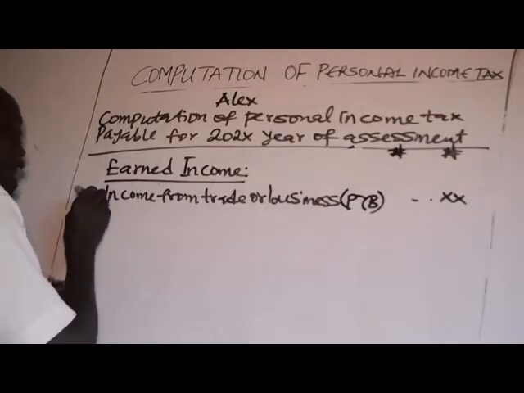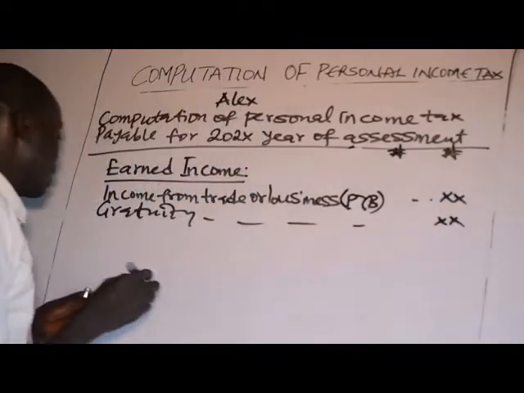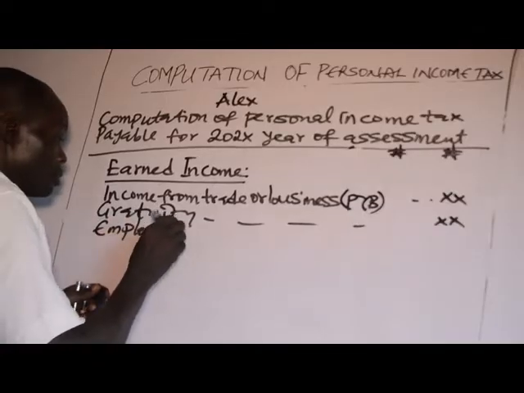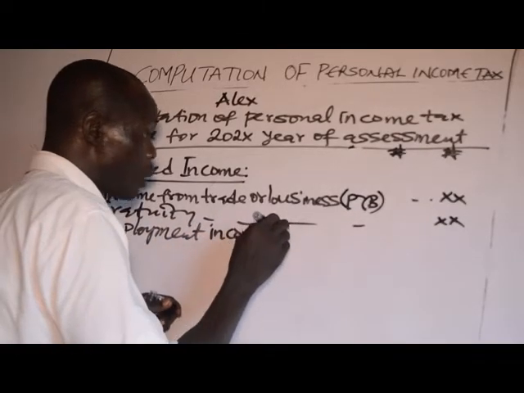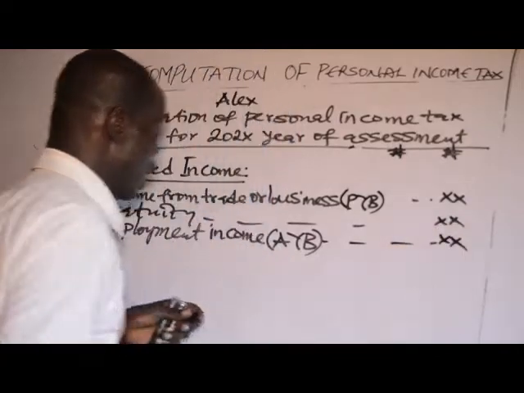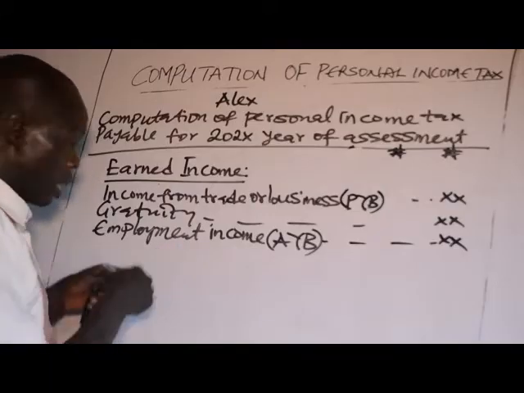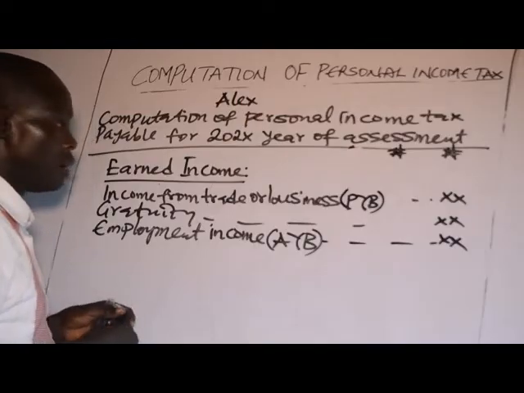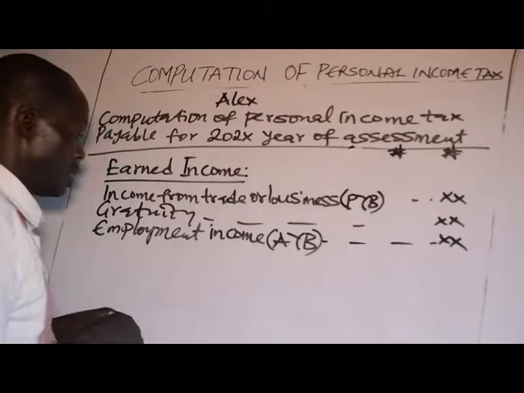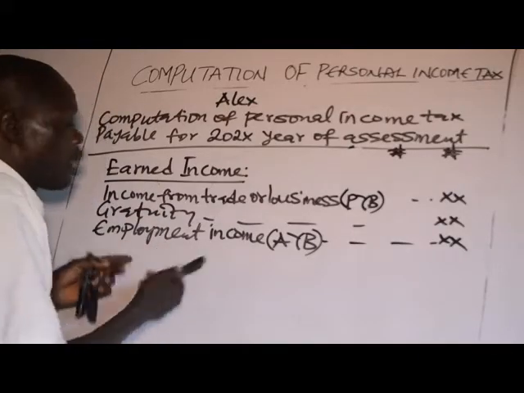Then we have gratuity to be assessed. Then we have employment income. I've told you that this is assessed on actual year basis. Income of that year will be assessed in that year. Employment income includes the basic pay, that is the basic salary, plus the allowances: housing allowance, motor vehicle allowance, dependent relative allowance, transport allowances. So all those benefits in kind will form part of the employment income.